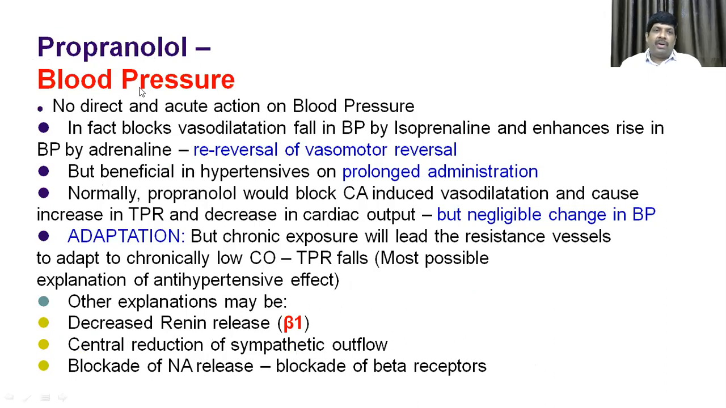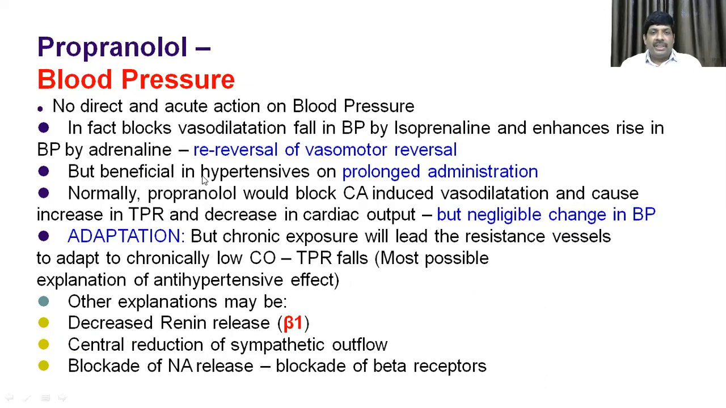Effect of propranolol on blood pressure. There is no direct action on blood pressure. See, this is very interesting. In fact, it blocks vasodilatation, the fall in BP by isoprenaline, and enhances the rise in BP by adrenaline, and this is known as reversal. Again, I will discuss it later on. Here, the only difference with the reversal is that there you use an alpha blocker, here you use a beta blocker, and when the beta is blocked, you can see only the action of alpha.